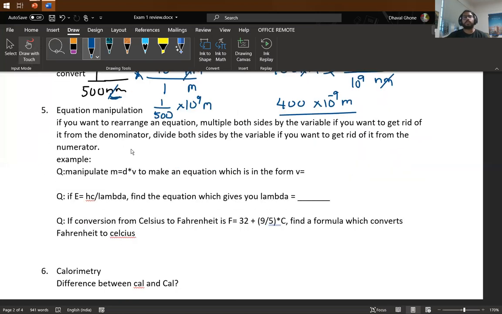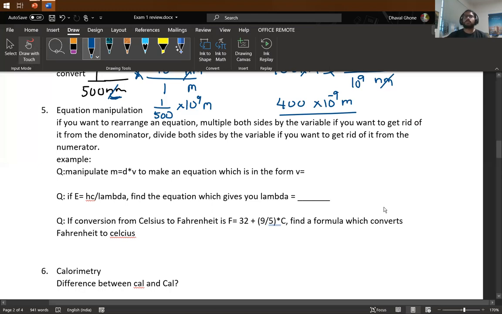But I'm going to move on to the next part, which is equation manipulation. This is something you would actually probably use in chemistry for this course, because an equation is given to you in one form, and maybe you want to find something else instead of the thing the equation gives you. So you can always rearrange the equation to make it in the form you want it to be.